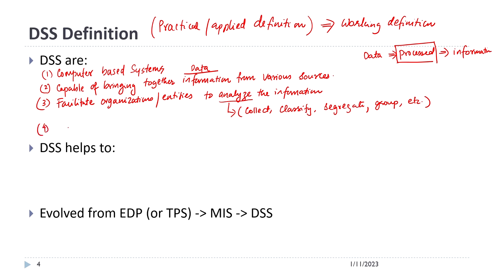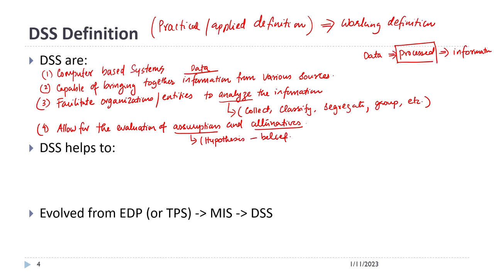Then the fourth part, the last one, is to allow for the evaluation of assumptions and alternatives. So, the system should allow for the evaluation of assumptions and alternatives. What is an assumption in this regard? For us it is a hypothesis or belief. What is an example of a hypothesis? Let us take a small example of an automotive tire manufacturer. The automotive tire manufacturer believes that his tire is superior to others. So, the belief is a superior tire.